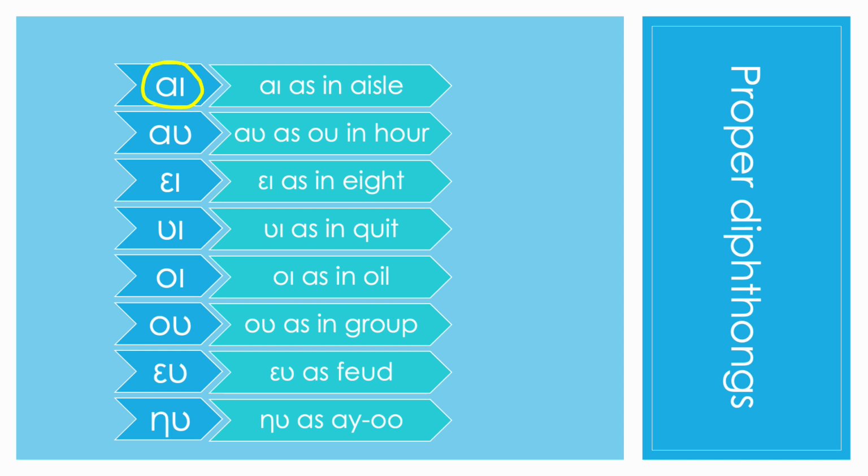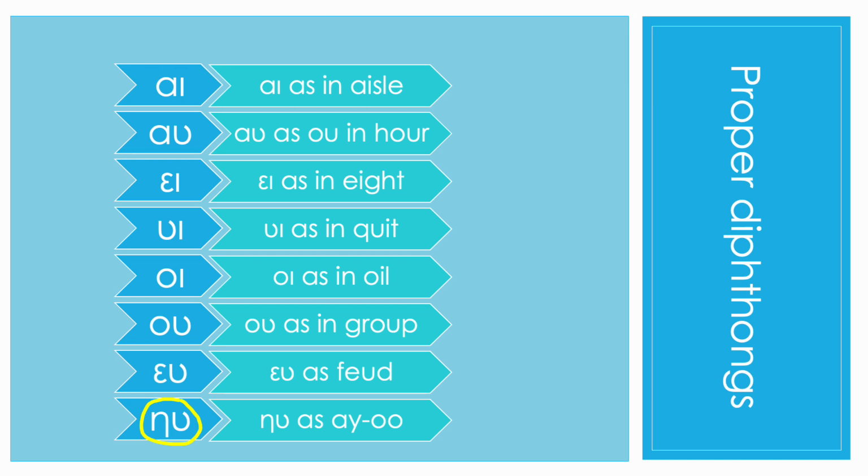You have I as in I'll, ow as in hour, a as in eight, wi as in quit, oi as in oil, oo as in group, u as in feud, and lastly the eta with the upsilon, au, sounds like a oo.